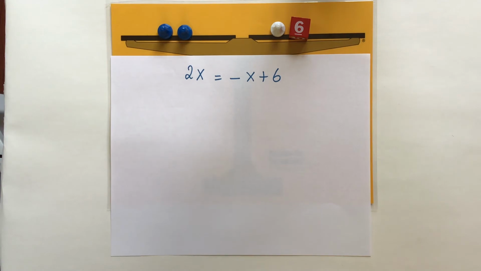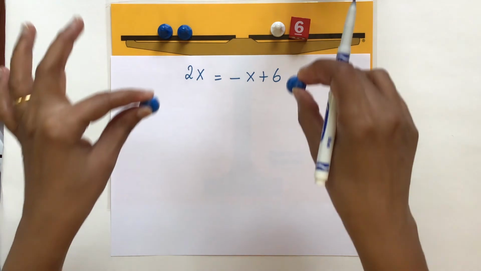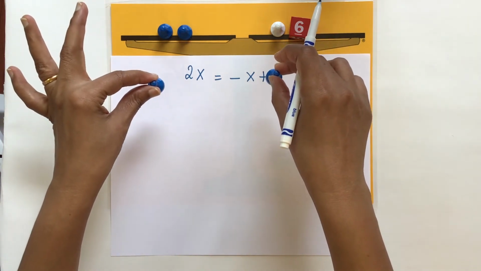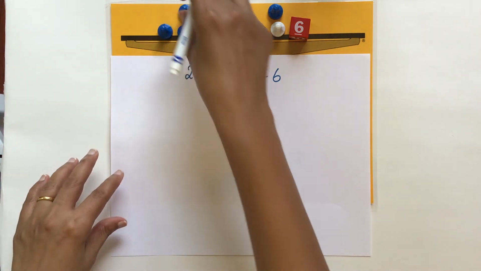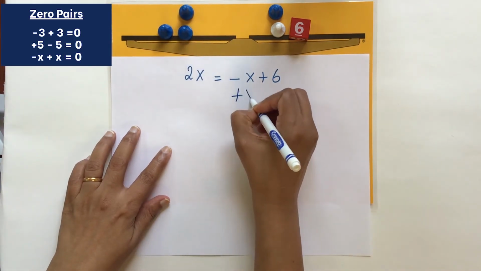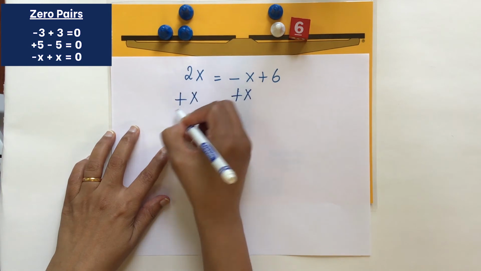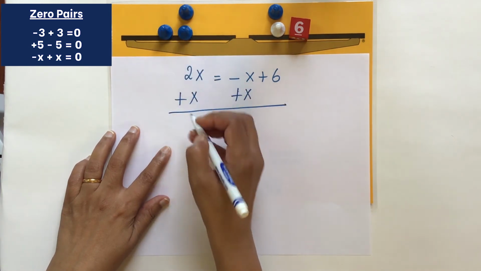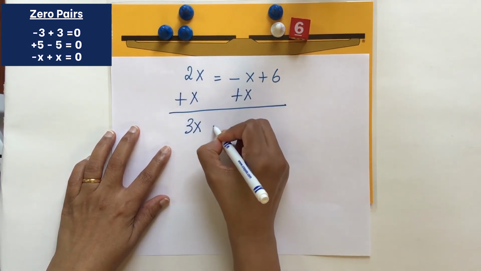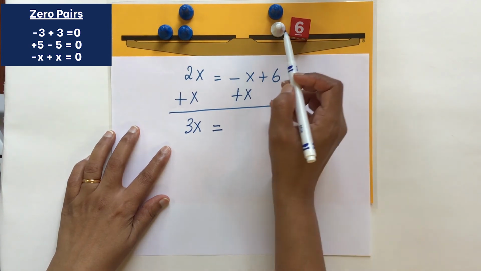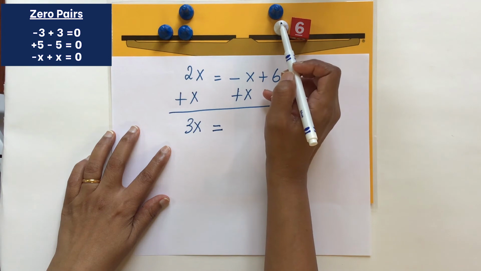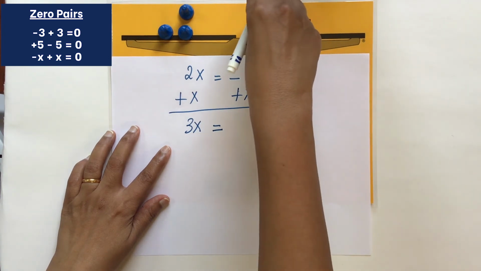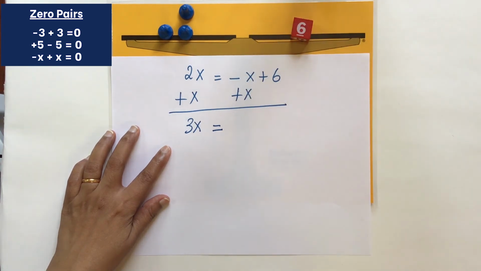So let's go ahead and add a positive x to both sides of the equation. Without changing the equation value, I am going to add a positive x to both sides of the equation. On the left side you can see we now have 3x. The right side you now see we have a negative x and a positive x combined, which turns into a zero pair. Zero pair implies it's a 0. We can take them off the mat.